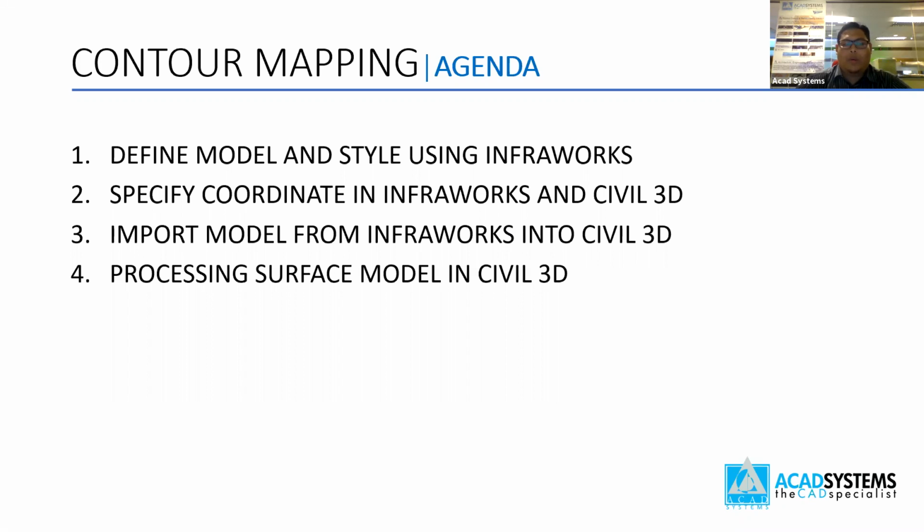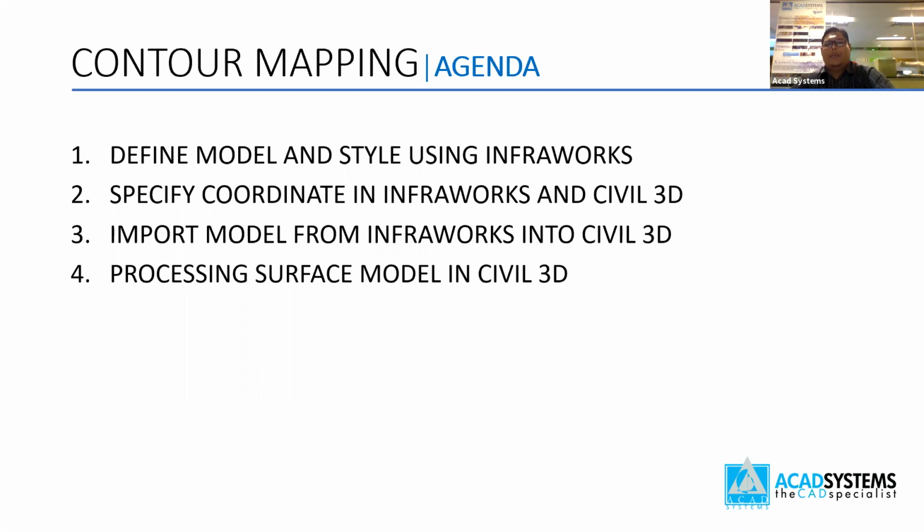Next, we're going to import or export the model from InfraWorks. Let's see what kind of formats are supported by Civil 3D, and then we're going to import that data into Civil 3D. After that, we're going to process the imported data, process the surface model from the data generated from InfraWorks, and then do some post-processing in Civil 3D to make the surface and all the contours look nice.